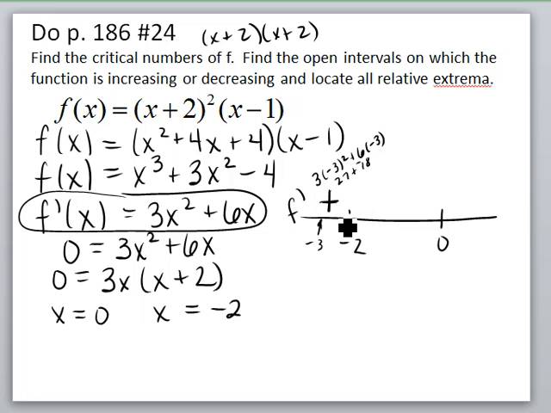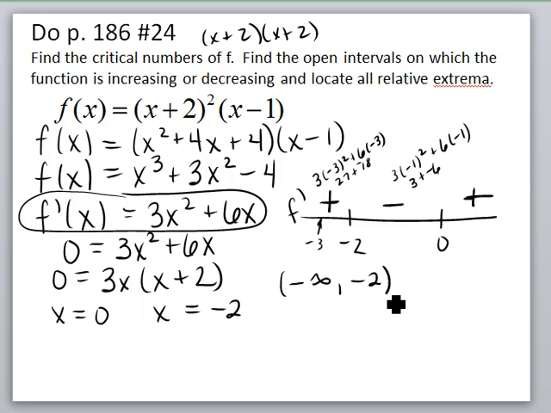Then if I try negative 1, I'd have 3 times negative 1 squared plus 6 times negative 1. Well, that would give me 3 plus negative 6. This is a negative value, so all the values are decreasing. All slopes of the tangent lines are negative. And then the last one, if I put 1 in there, I'm going to get positive, so I know it's increasing there. So I'll go ahead and first just write down that my intervals of increase are from negative infinity to negative 2 and from 0 to infinity. And then my interval of decrease is negative 2 to 0.